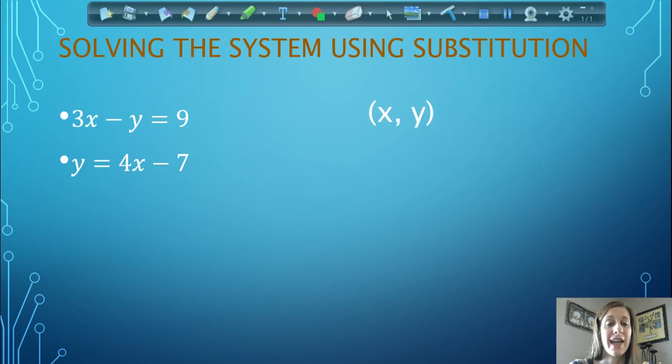Again, we have to find the x and the y value. So I have a y equals equation. I'm going to substitute what y equals into y in the other equation. So that's the equation I'm starting with.